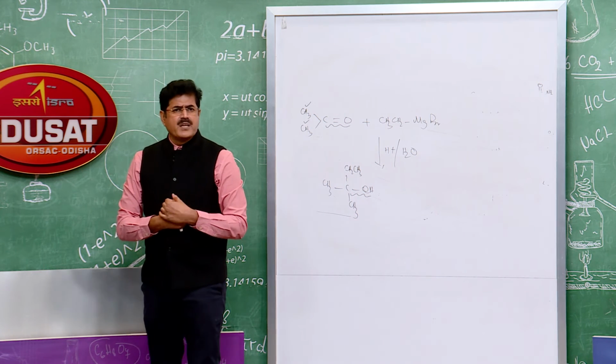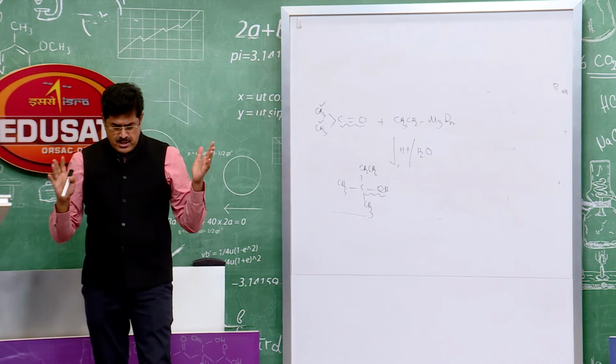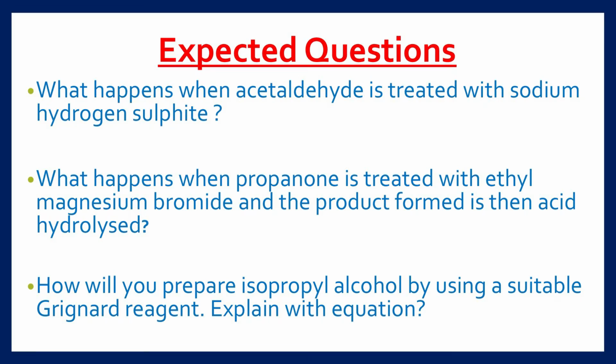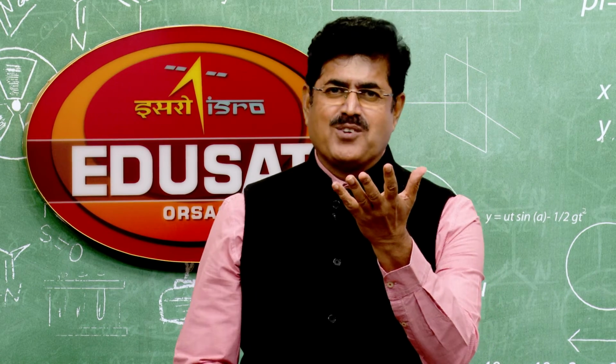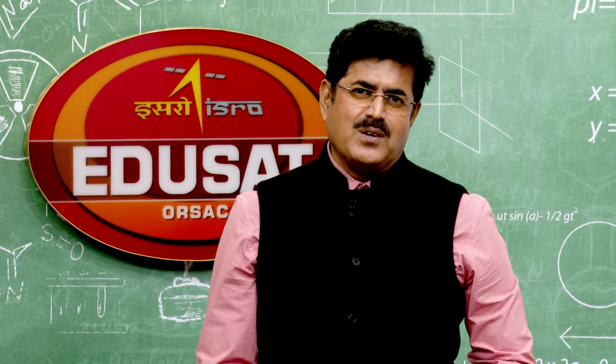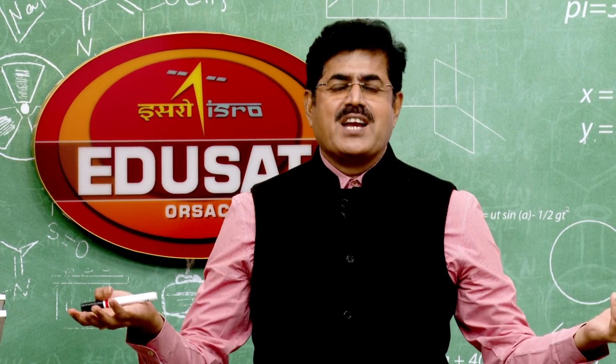This question can also be expected. Next question is: how will you prepare isopropyl alcohol by using a suitable Grignard reagent? Isopropyl alcohol, I have discussed this one, you know this, students. Isopropyl alcohol, you mean propan-2-ol. The propan-2-ol is a secondary alcohol.